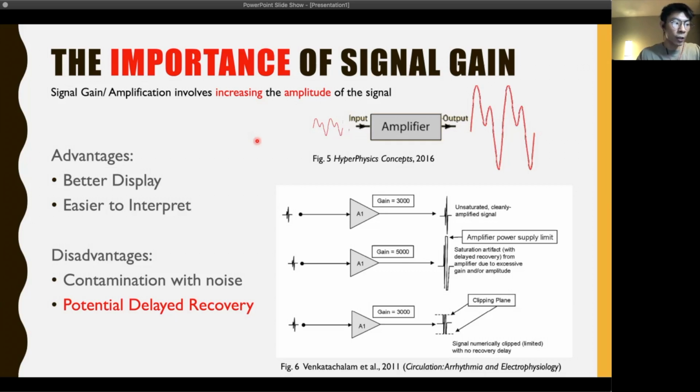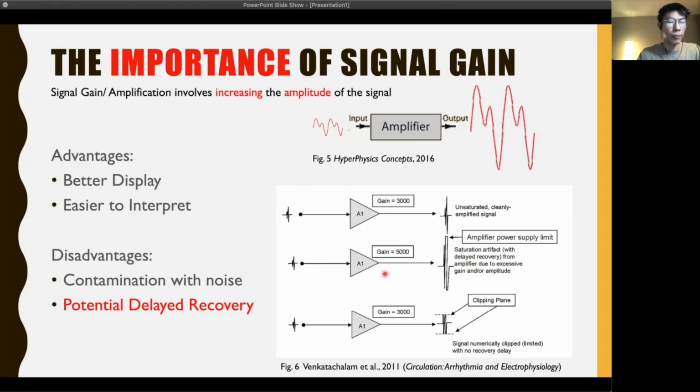Now, sometimes signals can contaminate with noises because the process involves several stages of electronic circuits. Most importantly, though, potential delayed recovery occurs when we get an extreme large signal at higher gains. The signal amplitudes exceed the power supply voltage of the amplifier, and what happens is that the top of the signal gets flattened out. When this occurs, they can take several milliseconds to recover, delaying the time to reproduce signals.